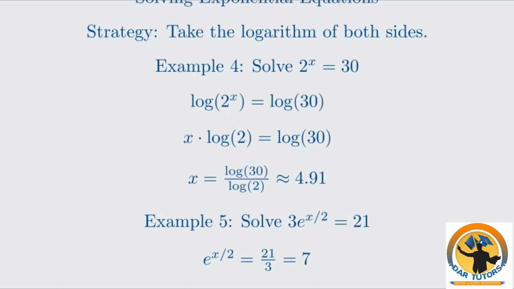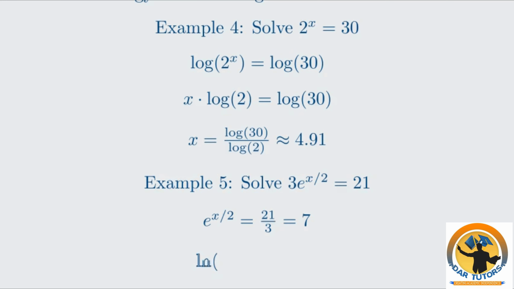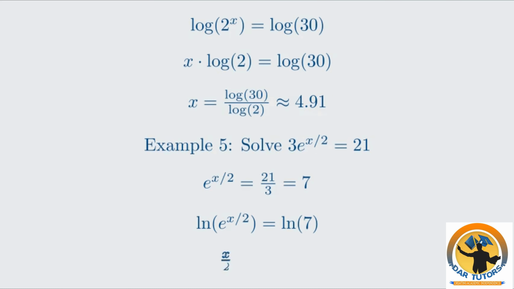Since the base is e, it's natural to take the natural logarithm of both sides. We take the natural log of e to the x over 2 and the natural log of 7. On the left side, the natural log and the exponential function with base e are inverses, so they cancel each other out. This leaves us with just the exponent, x over 2, on the left side. So x over 2 equals the natural log of 7.